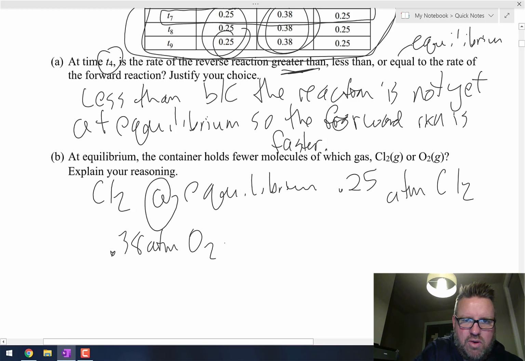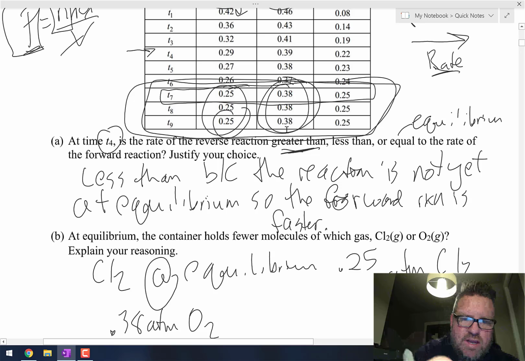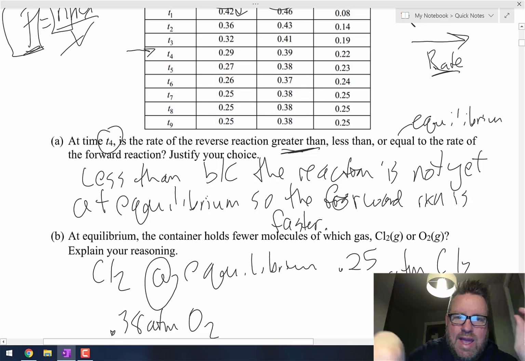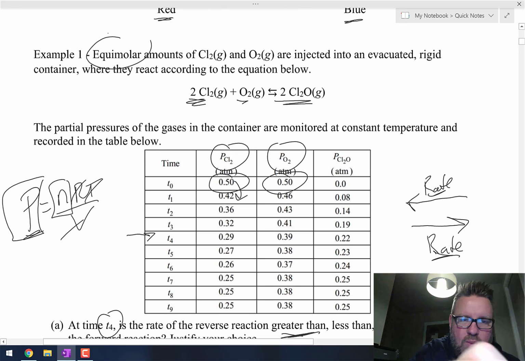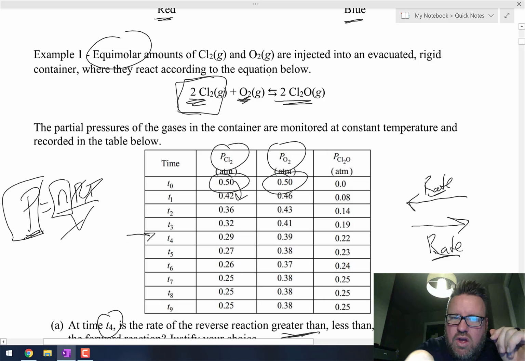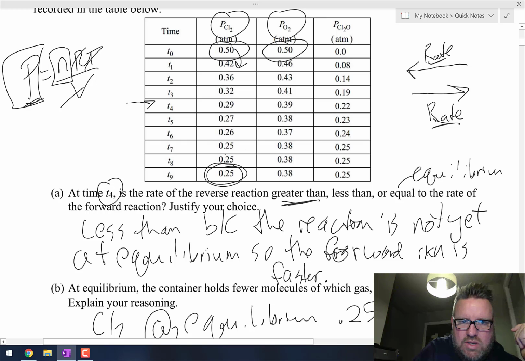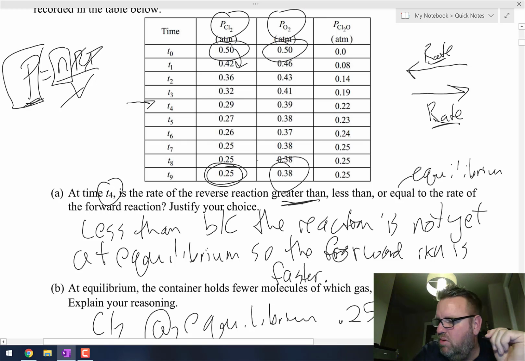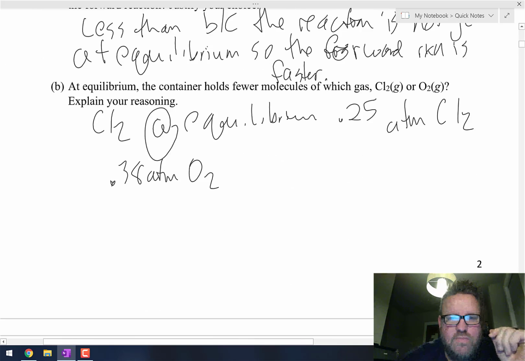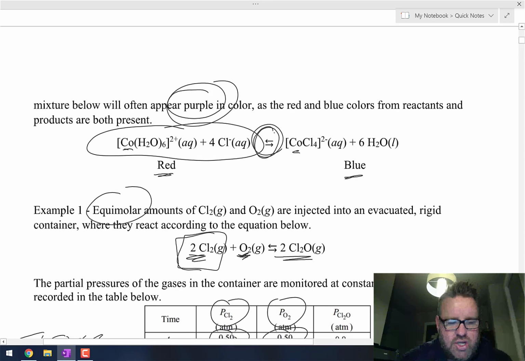That's not the only way you can explain it, but simply by looking at the data table. Don't let the equal moles at the start fool you into thinking that at equilibrium they must be equal. No, we know that for every 2 of these, only one of those oxygens is going to react. So once you reach equilibrium, the amount of Cl2 is absolutely lower than the amount of O2. And that is our introduction to equilibrium.